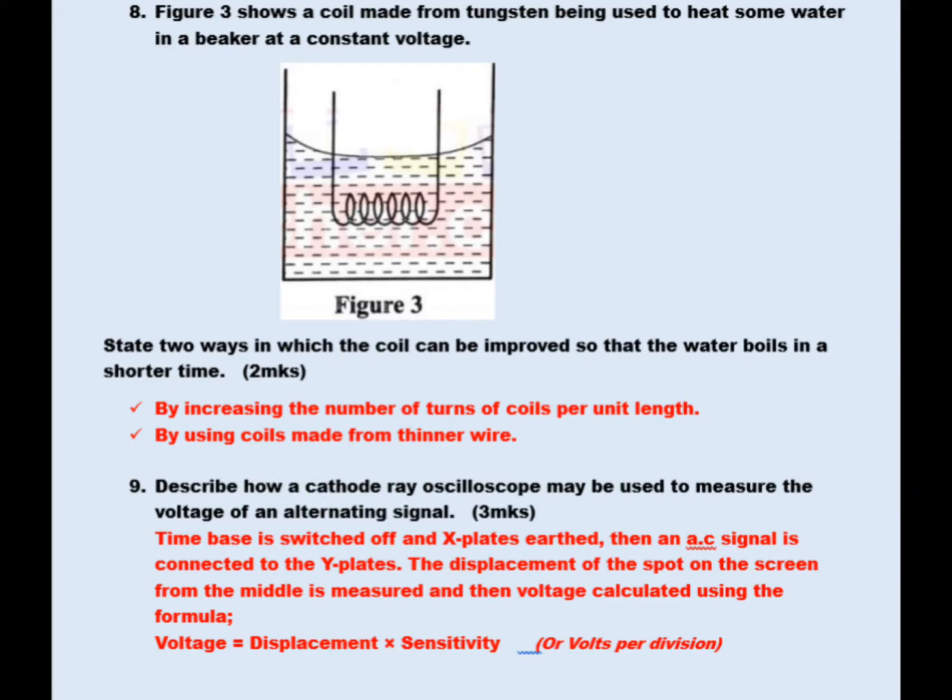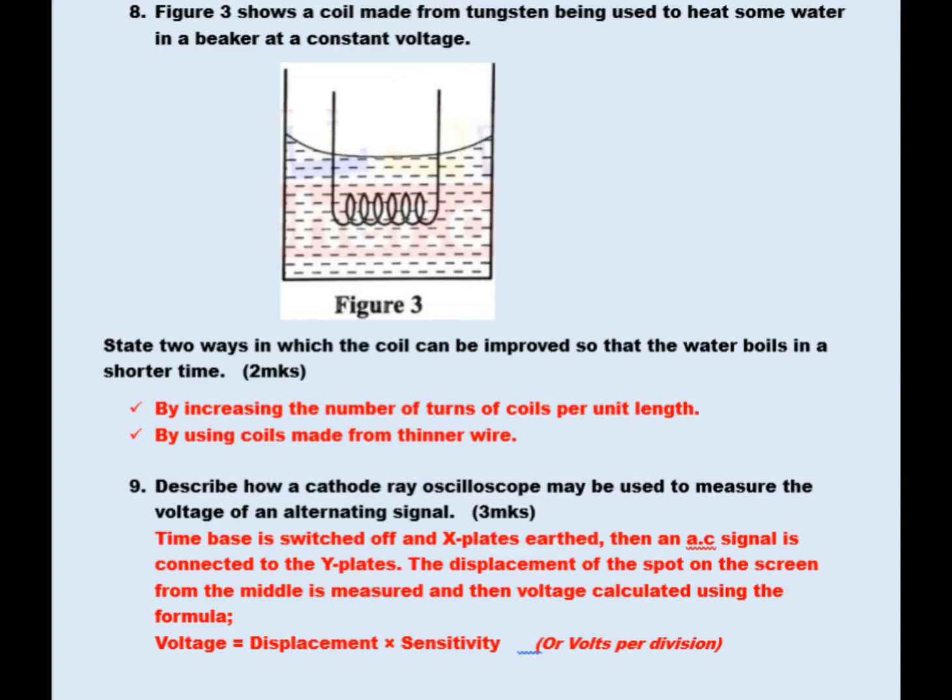Number 9, describe how a cathode ray oscilloscope may be used to measure the voltage of an alternating signal. Time base is switched off. X plates are earthed. That means the X plates are at zero potential. Then AC signal is connected to the Y plates.